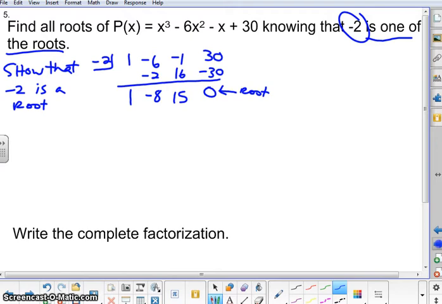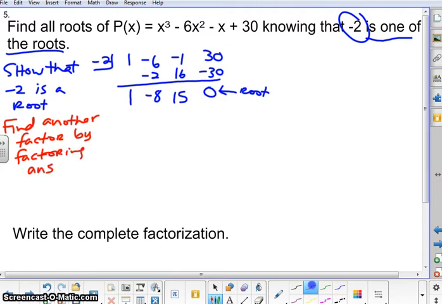It's going to say, find another factor by factoring the answer. Okay, so we know that the answer is not really 1, negative 8, 15. It's actually with variables in it. So it'd be x squared minus 8x plus 15. Okay, so let's factor this.